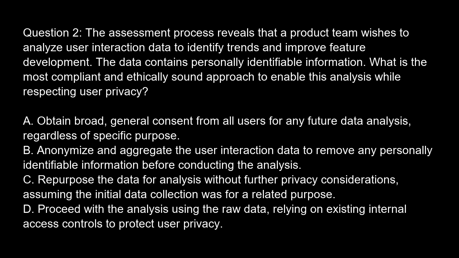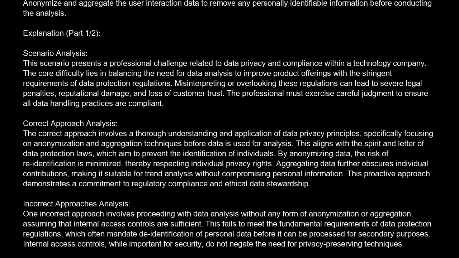Option C. Repurpose the data for analysis without further privacy considerations, assuming the initial data collection was for a related purpose. Option D. Proceed with the analysis using the raw data, relying on existing internal access controls to protect user privacy. The correct answer is B. Anonymize and aggregate the user interaction data to remove any personally identifiable information before conducting the analysis.